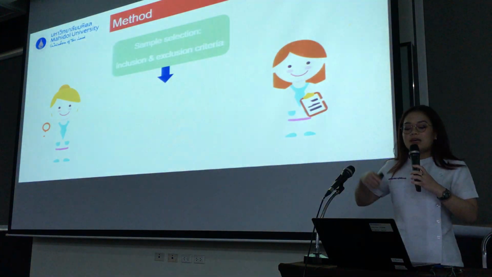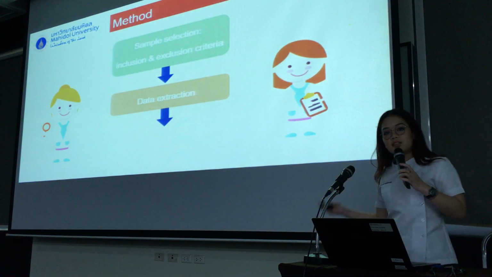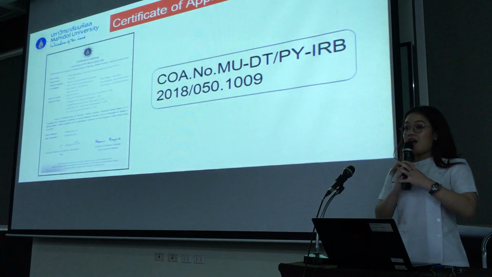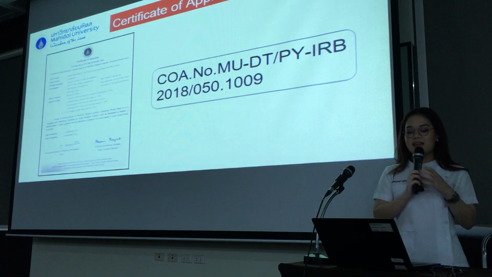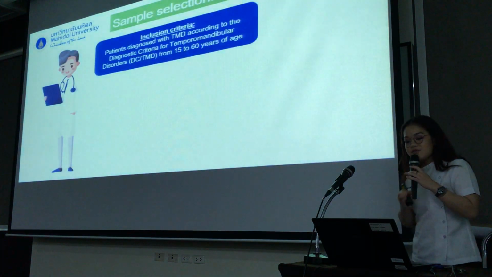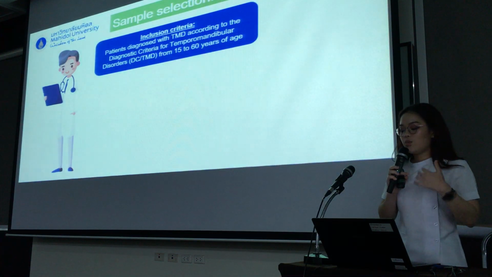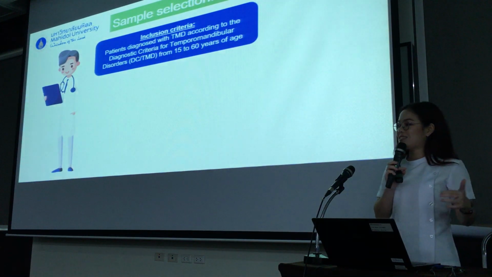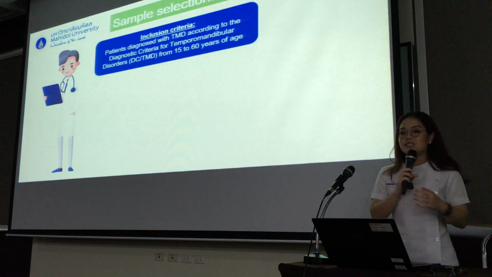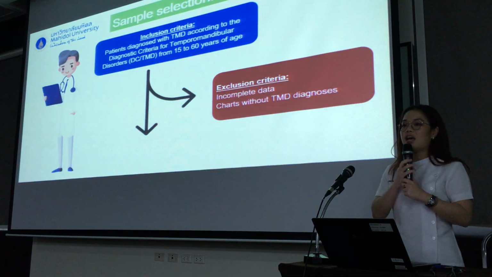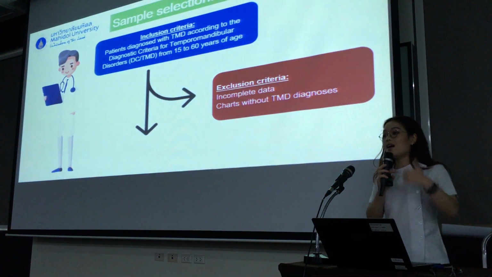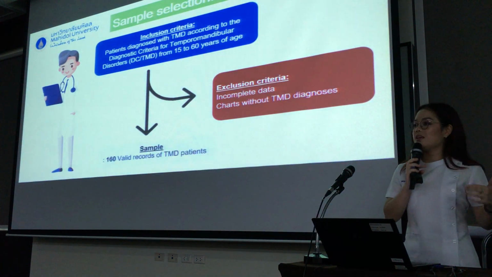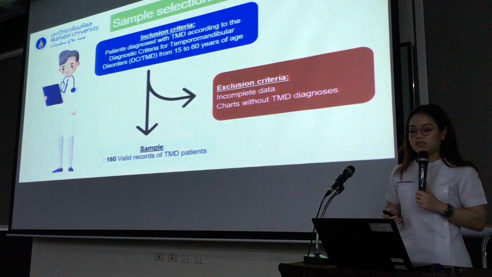First of all, our methods: we had the sample selection, we extracted the data, and of course we did the statistical analysis. And our research was approved by the ethics committees. As for our sample selection, the patients were diagnosed with TMD according to the DC-TMD classification, from 15 to 60 years of age, and then we excluded incomplete data and charts without TMD diagnosis. All in all, we have 160 valid records of TMD patients.